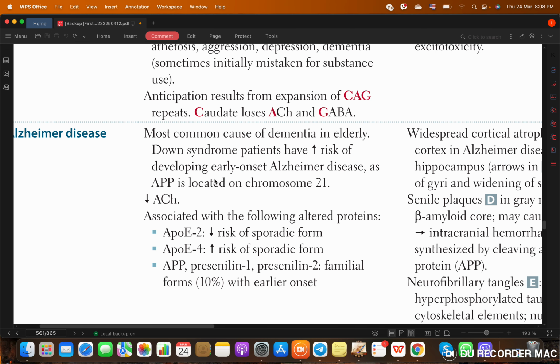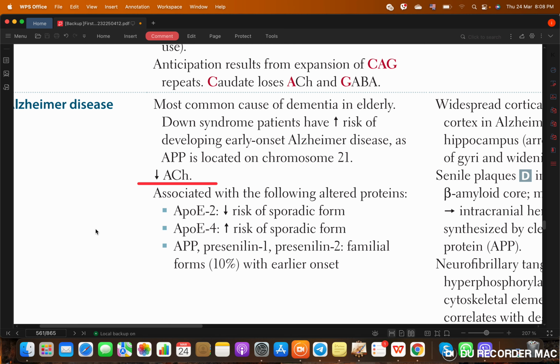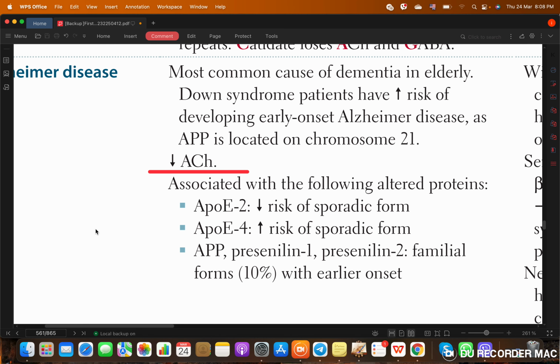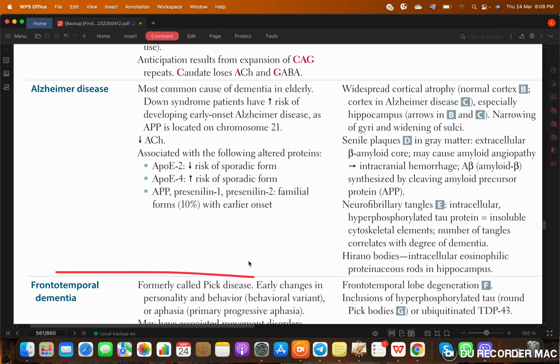Down syndrome patients have increased risk of developing early onset Alzheimer's disease as the APP, which is the amyloid precursor protein, is located on chromosome 21. These patients will be suffering from decreased acetylcholine, which exacerbates the dementia. So acetylcholine analogs can improve the symptoms of the patient. In general, people with Alzheimer's disease live around 10 years after the diagnosis, 10 to 15.